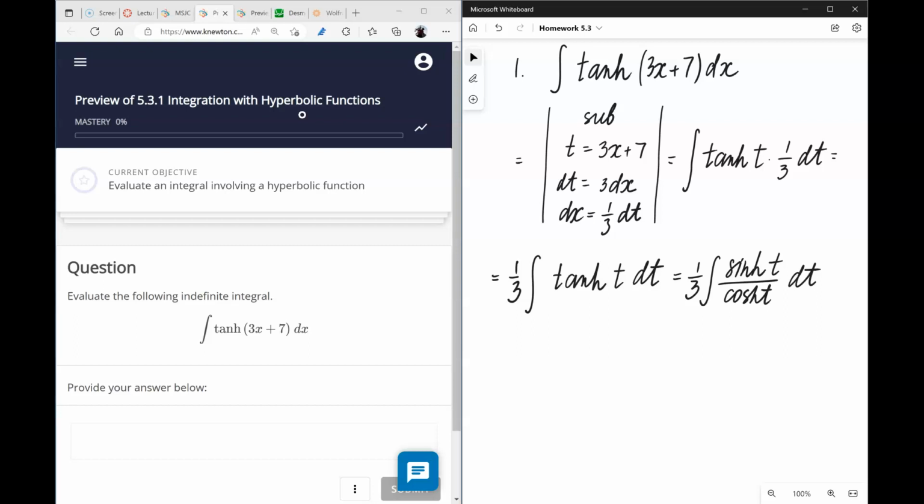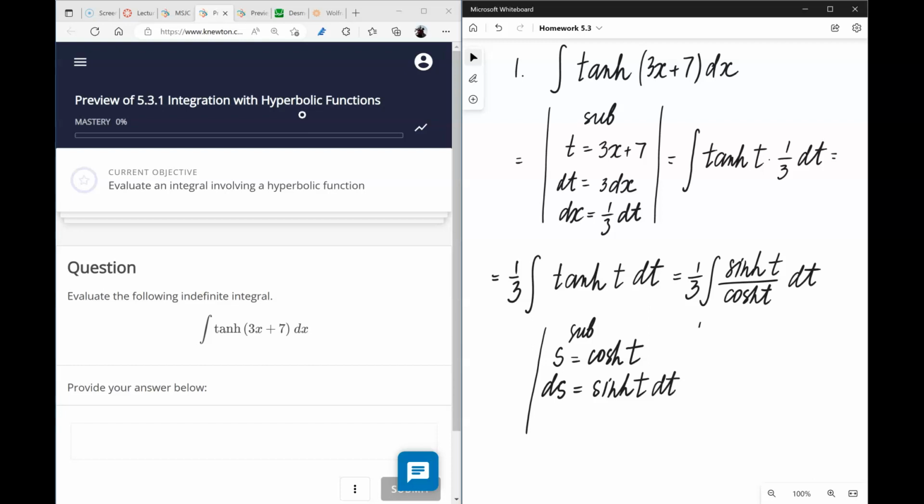and we may do another substitution. So the next substitution will be s, and s will be, let's say, hyperbolic cosine of t. So what's going to happen next is that we'll find the differential. Derivative of cosine is sine. This is something that hyperbolic functions have slightly different from trigonometric functions. Derivative of cosine is sine.